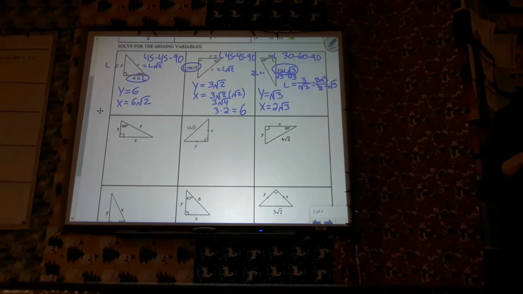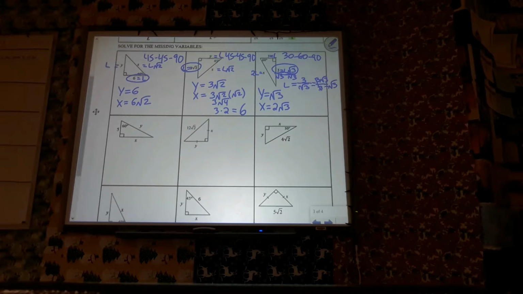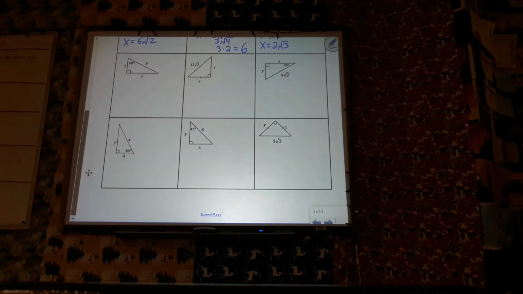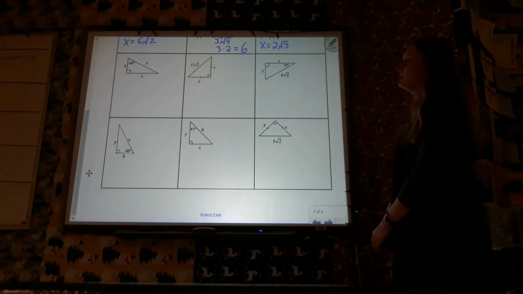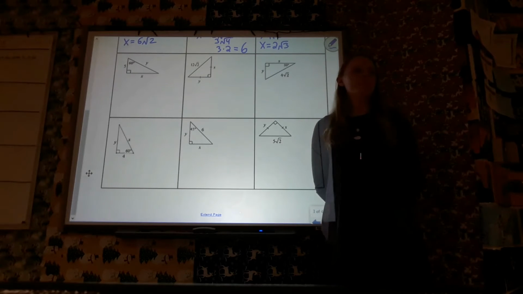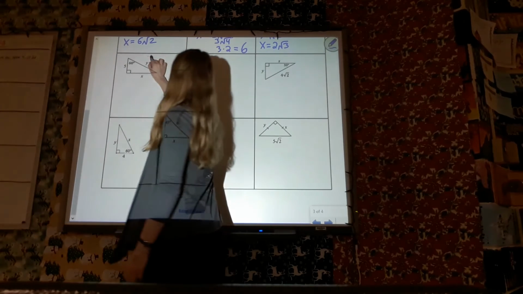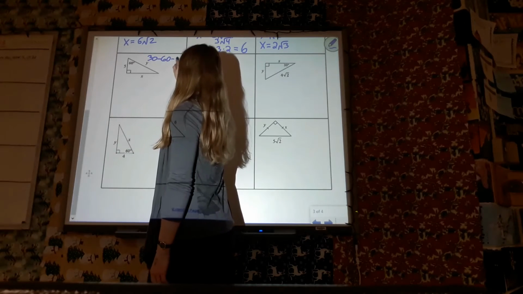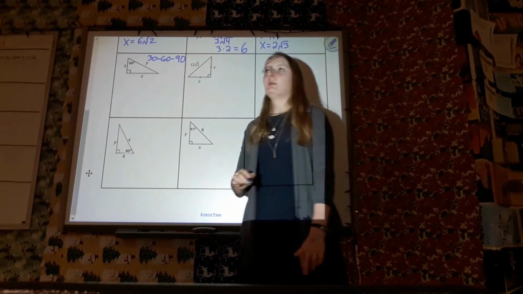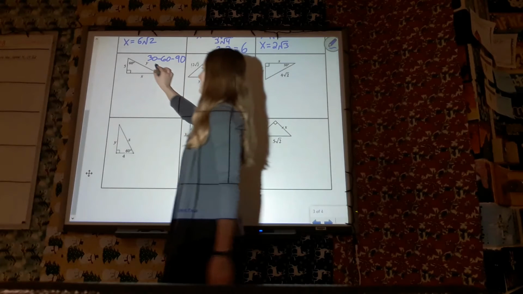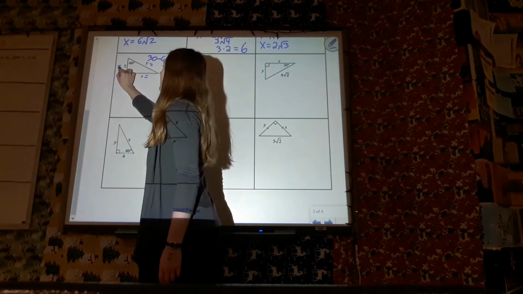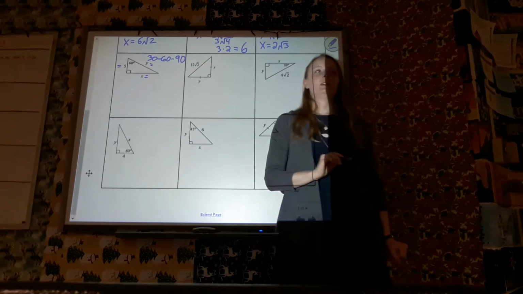Alright, any questions on the first row? Alright, what kind of triangle is this next one? 30, 60, 90. Awesome. We're going to label all the sides using the rule, so I'm going to put equal signs. Alright, what would the y be? The hypotenuse.